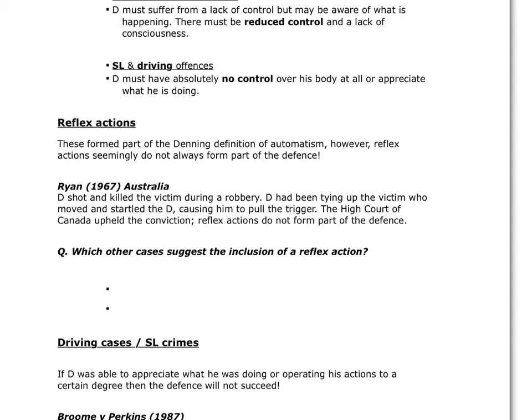However, what other cases suggest that reflex actions are included? Again, this needs to be reformed by Parliament. The most famous example, as mentioned beforehand, is the bees. The bees that came into the car, making the defendant drive onto the path, that is what we would call a reflex action. So what I'm suggesting is that reflex action can be part of automatism, but sometimes it isn't. The definition needs to be looked at, revised, reformed by Parliament because it's confusing.